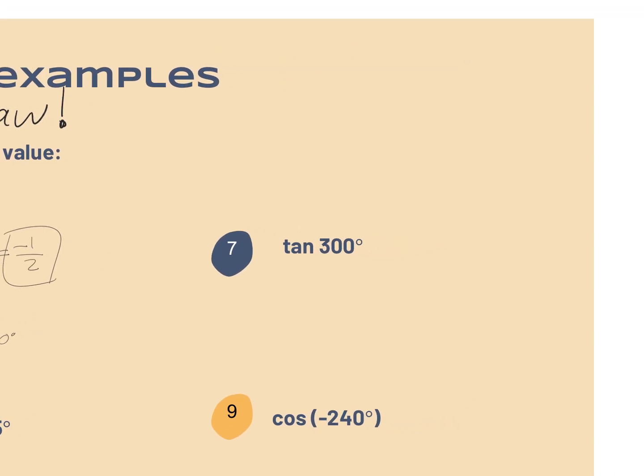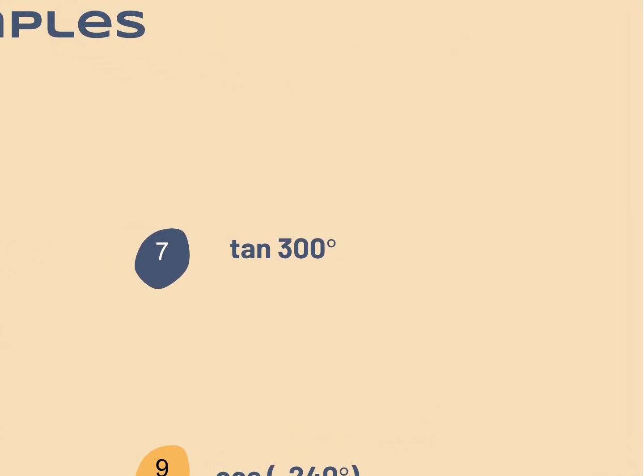So let's try the same thing with tangent. I have tangent of 300. Once again, I would always draw these. And then label 0, 90, 180, 270, and then back around at 360. 300 is going to be in which quadrant? Notice that it's between 270 and 360, so it's going to be somewhere over here.